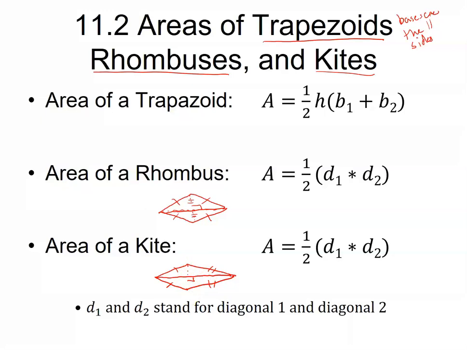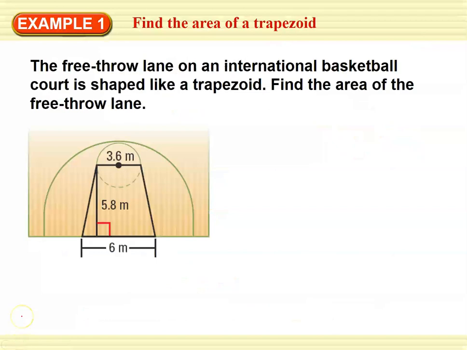And so the formula is half of the first diagonal times the second diagonal. And it doesn't matter which one you make your first diagonal and which one you make the second diagonal. And so I have down here the D1 and the D2 stand for the diagonals. And then up here, the B1 and B2 stand for bases. And remember that trapezoids have 2 bases. Okay, and the bases are the pair of parallel sides. All right, so looking at those formulas, let's go ahead and dive in.